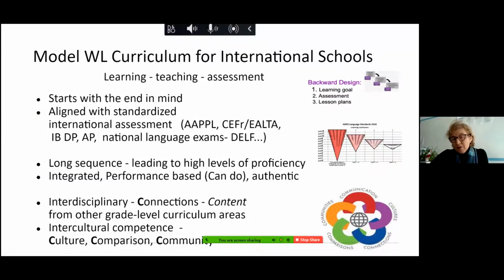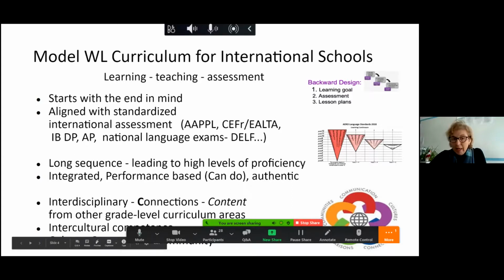All of those external exams are at a specific level of proficiency. There is a correlation of different IB exams. So the language B, high level, goes to B2, C1, and standard level relates to the European framework B1, B2. So there is a direct correlation, and all this is seen through the model language curriculum.